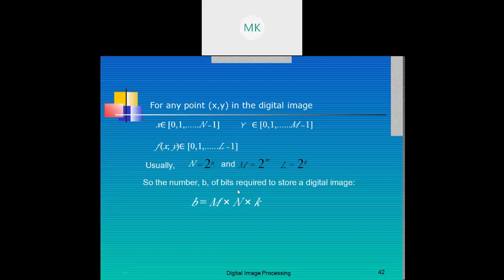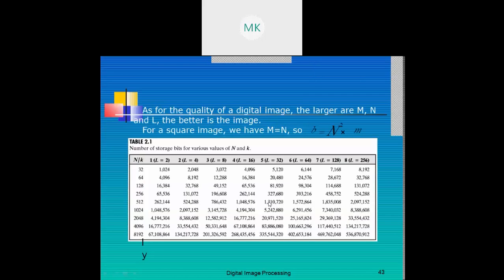For any point x comma y in the digital image, x belongs to 0 to n minus 1 and y belongs to 0 to m minus 1, and f of x comma y belongs to 0, 1, up to l minus 1. The number B of bits required to store the digital image is B equal to M into N into K, where K is a constant. This can be shown in a tabular representation, that is, the number of storage bits for various values of N and K.